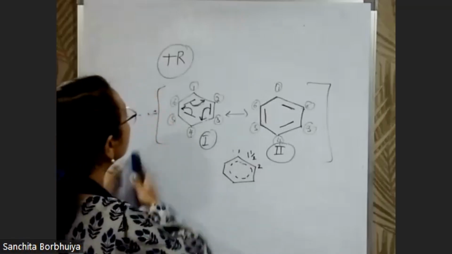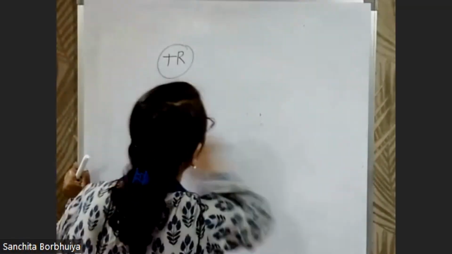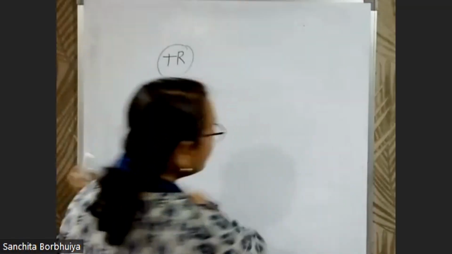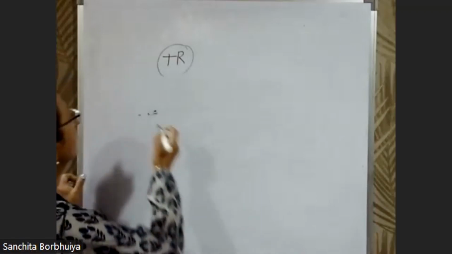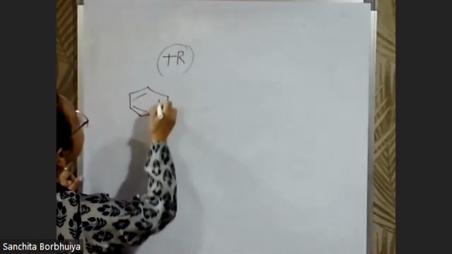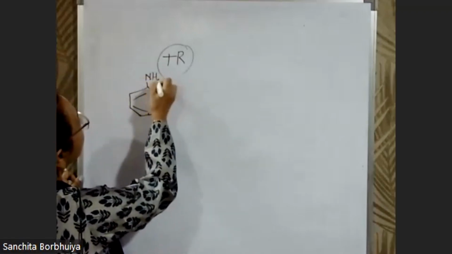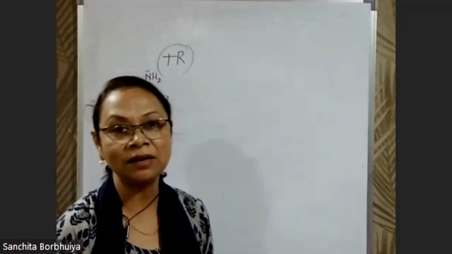So let's proceed to positive resonance with an example. Today's video will only deal with positive resonance, and in my subsequent videos I'll come up with negative resonance also. So in positive resonance I'll take up aniline. Aniline, you know, right? Aminobenzene, that is aniline, aminobenzene.